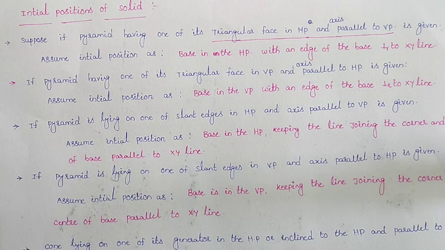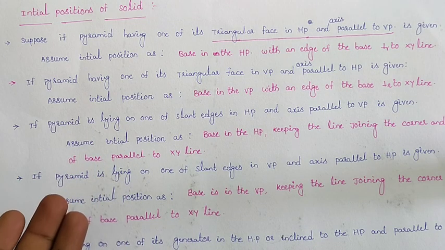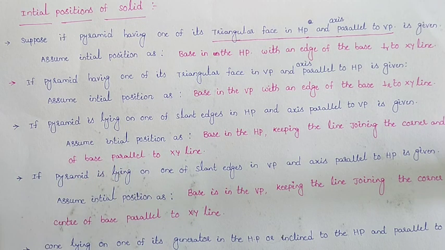How will we draw the base in the top view? Keep the line joining the corner to the center of the base parallel to the reference line. Suppose the cube is given, as in the previous problem I explained, how we draw the shape. Suppose they give a pyramid, suppose they give a square pyramid, the shape of the square pyramid base is also like that.